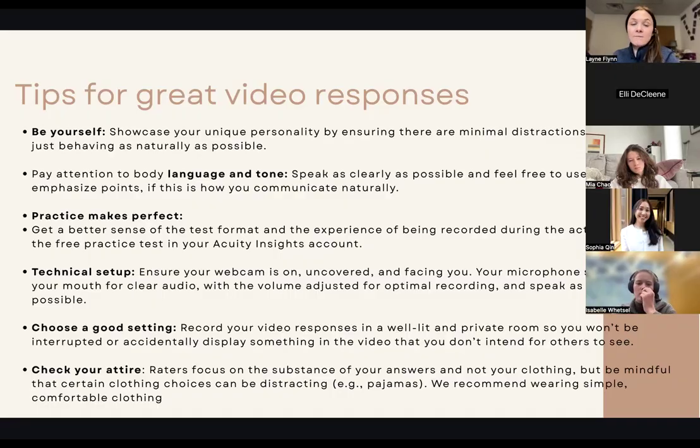And then, of course, emphasizing a quiet setting, a space where someone's not going to come in, in your dorm or whatever, because that would be really disruptive for not only you, but also the person grading your answer.